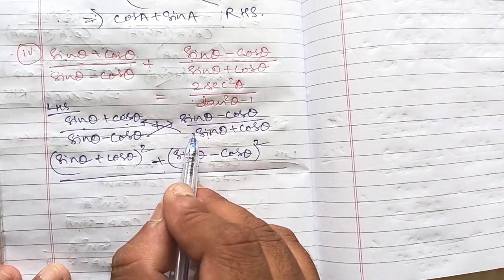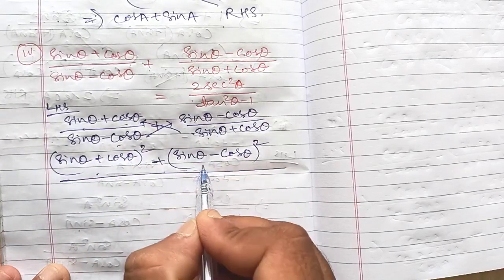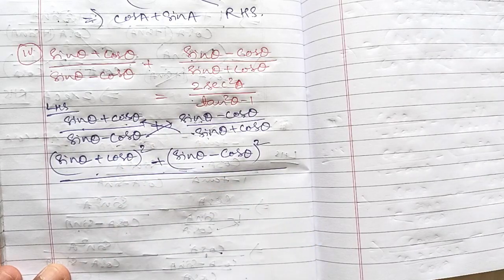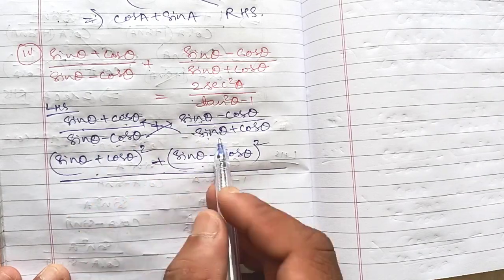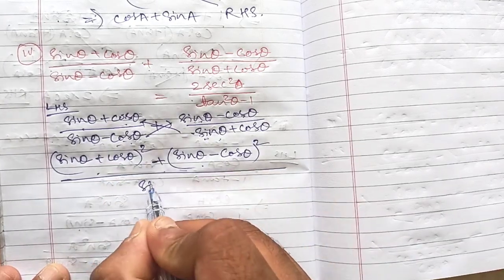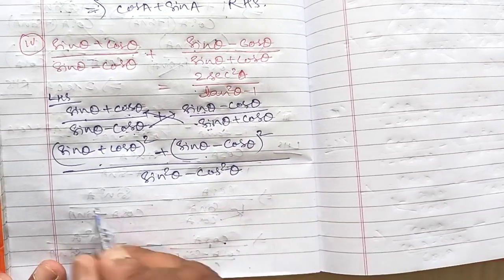Okay, when I multiplied here we got whole square, and when I multiplied here I got whole square, because both the terms are same. Now in the denominator multiply these two. Sin theta minus cos theta into sin theta plus cos theta is sin square theta minus cos square theta.